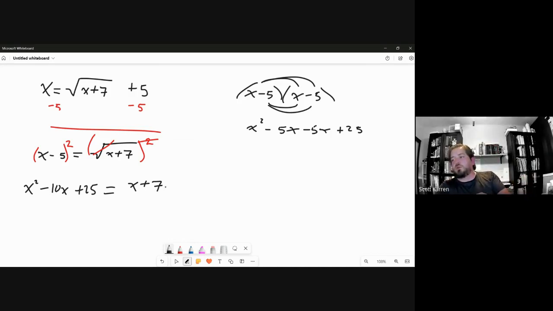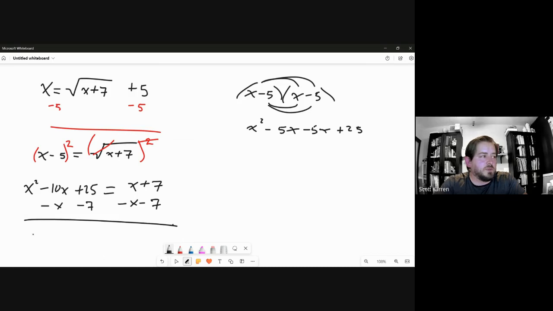It's a second degree, it's a quadratic, so I want to pull everything to one side. So I'm going to subtract x, and I'm going to subtract 7 from both sides. This gives me x squared minus 11x plus 18 equals 0. I've got it set equal to 0. It's a quadratic, so I can use the zero factor theorem if I can factor the expression on the left-hand side here.